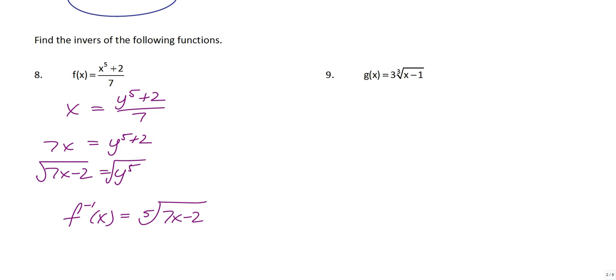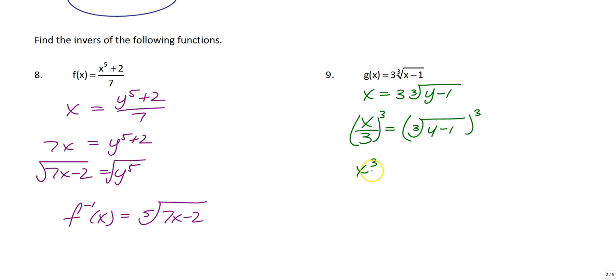And last one for this review. It's very similar. Start off by switching your x and y. So we now have x is equal to 3 times the cube root of y minus 1. Get rid of your 3 by dividing both sides by 3, so we have x over 3 is equal to the cube root of y minus 1. How do you get rid of a cube root? You have to cube both sides. That's going to give us x cubed over 27 is equal to y minus 1. So we just have to add 1 to both sides. Our inverse is equal to x cubed over 27 plus 1.